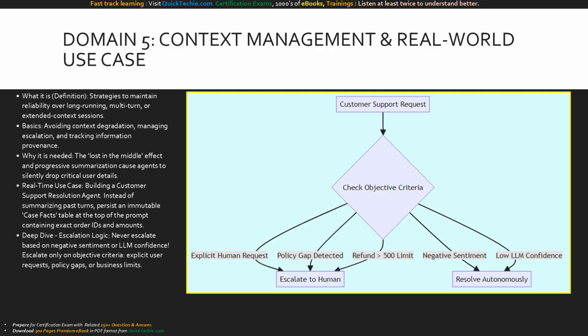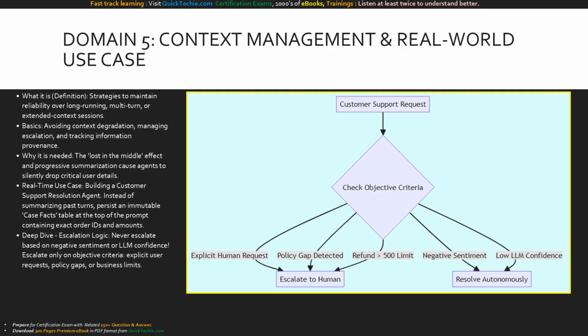A major risk is progressive summarization, where the model slowly forgets specific names and IDs. To solve this, let's look at a real-world use case, a customer support resolution agent. To make this reliable, you use an immutable case facts block at the top of your prompt that preserves exact order numbers and refund amounts, shielding them from being lost in the middle of long chats.